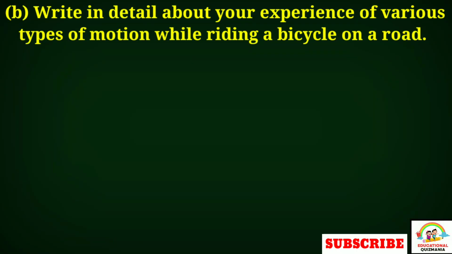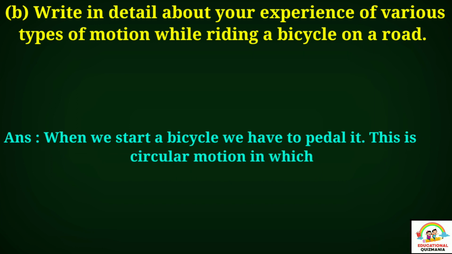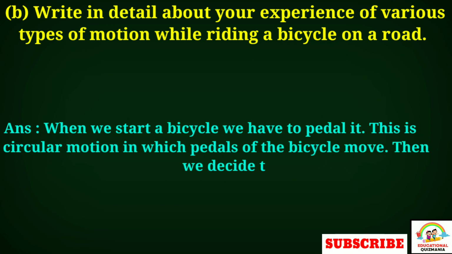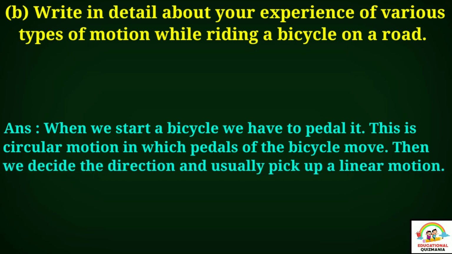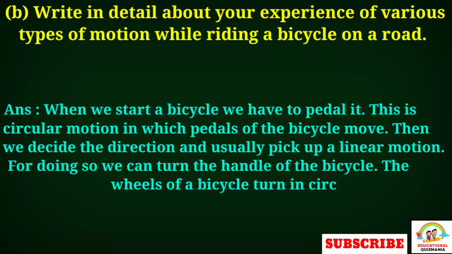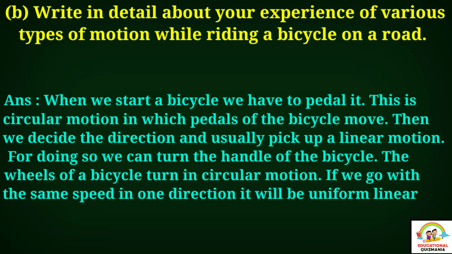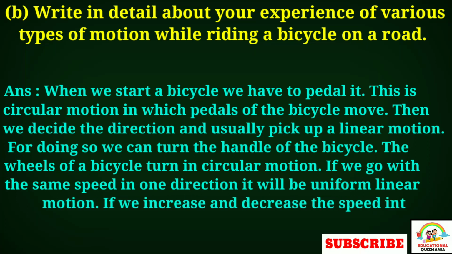B. Write in detail about your experience of various types of motion while riding a bicycle on a road. Answer. When we start a bicycle, we have to pedal it. This is circular motion in which the pedals of the bicycle move. Then we decide the direction and usually pick up a linear motion. For doing so, we can turn the handle of the bicycle.